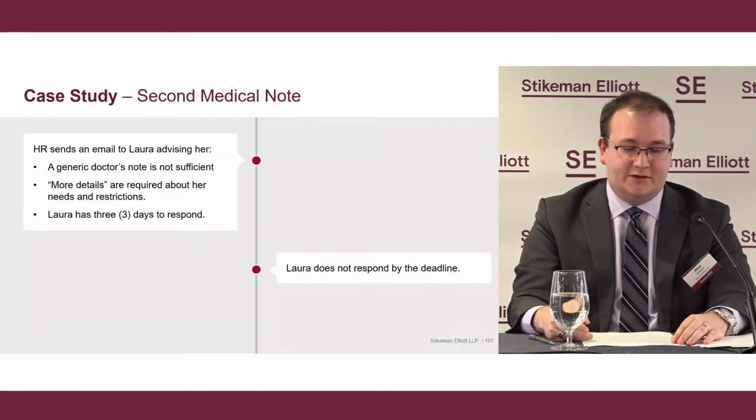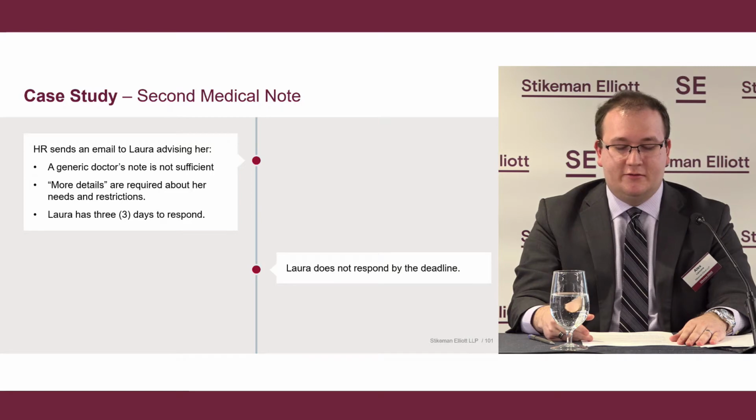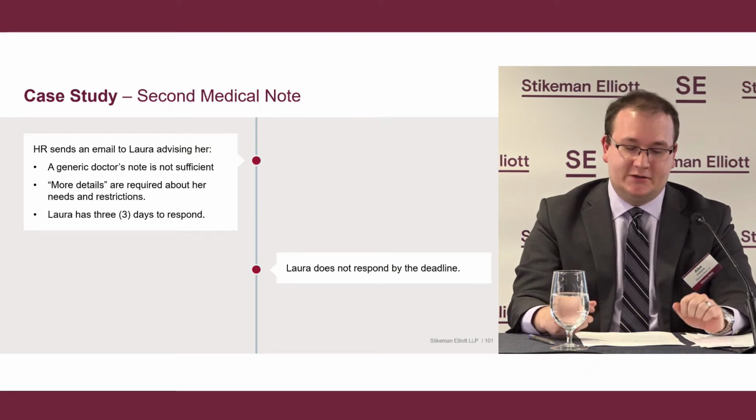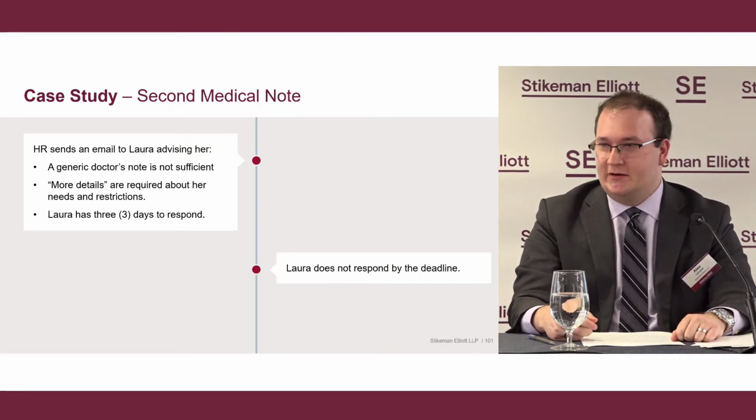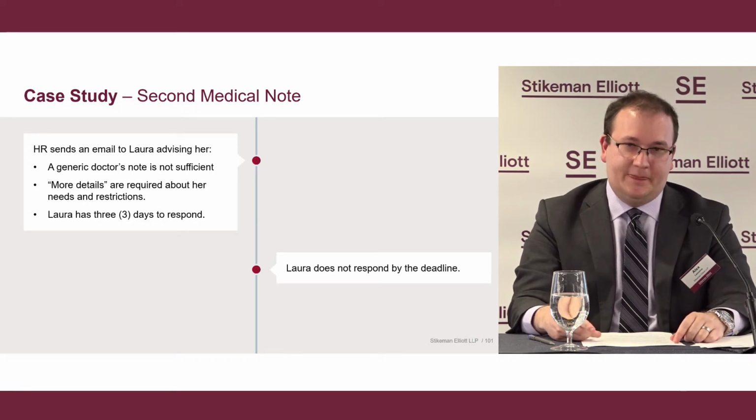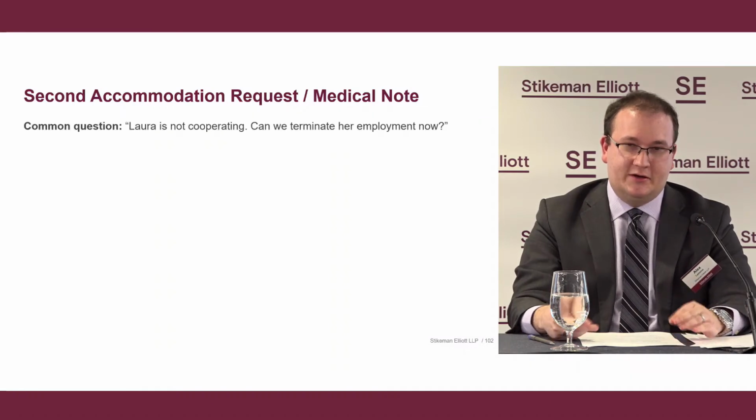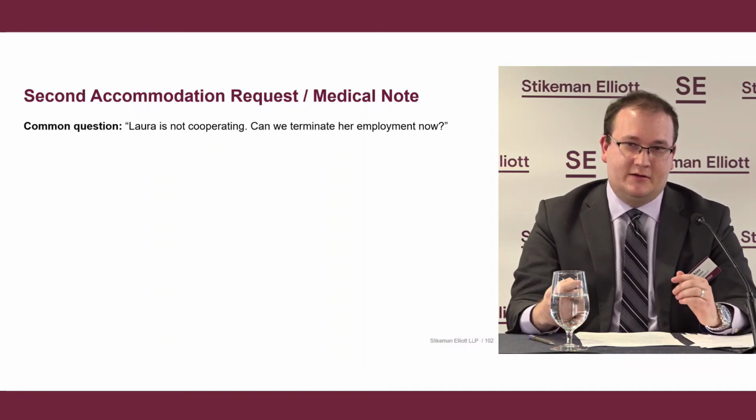So let's add a few more facts. We have a very ambitious HR rep. Perhaps she is a millennial. She emails Laura and says, a generic doctor's note is not sufficient. More details are needed. And Laura, you have 3 days to respond. She apparently took to heart the fact that accommodations must be requested and granted in a timely way. So Laura, unfortunately, does not respond before the deadline. At this point in time, I received probably the most common question: Laura is not cooperating, can we fire her now?